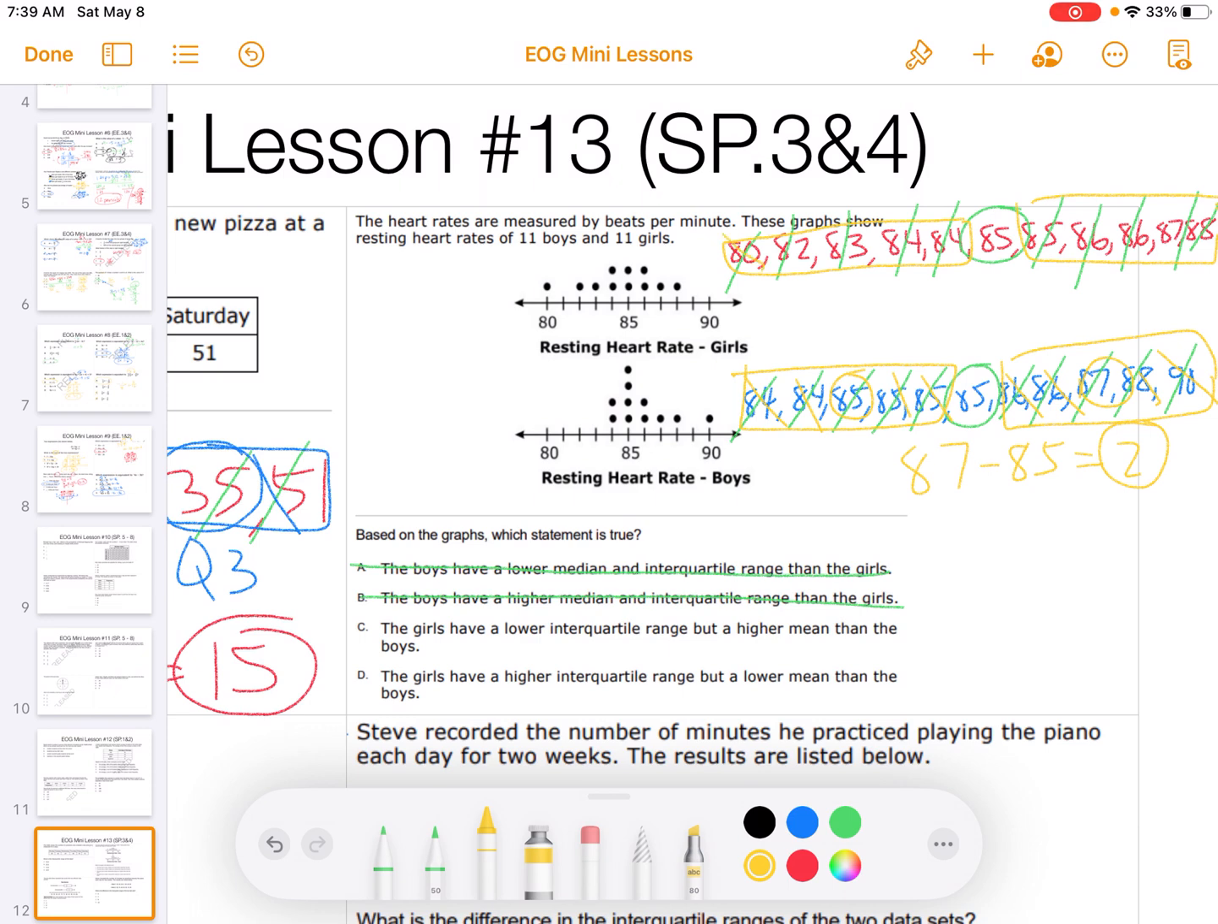On the other side, I get 83 and 86. So I'm doing 86 minus 83, and I get 3. So the girls have a higher interquartile range. So D should be my correct answer. I don't have to find the mean to figure this out because I know that the girls have a higher interquartile range.